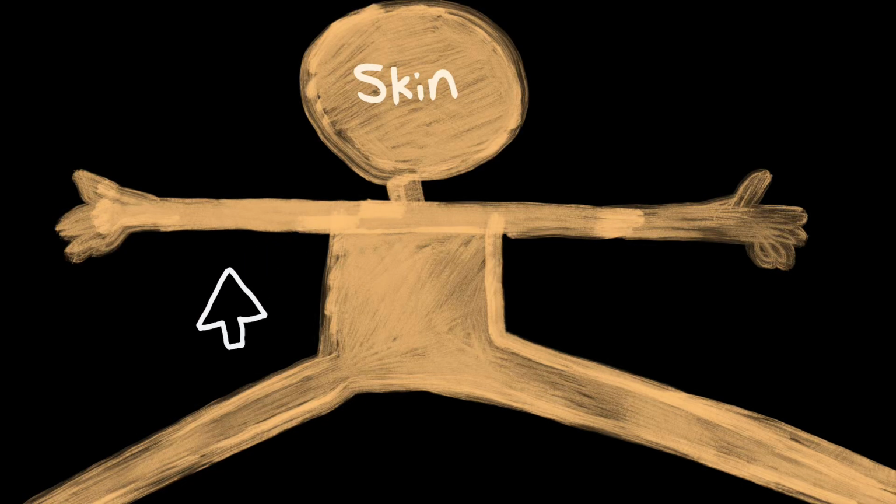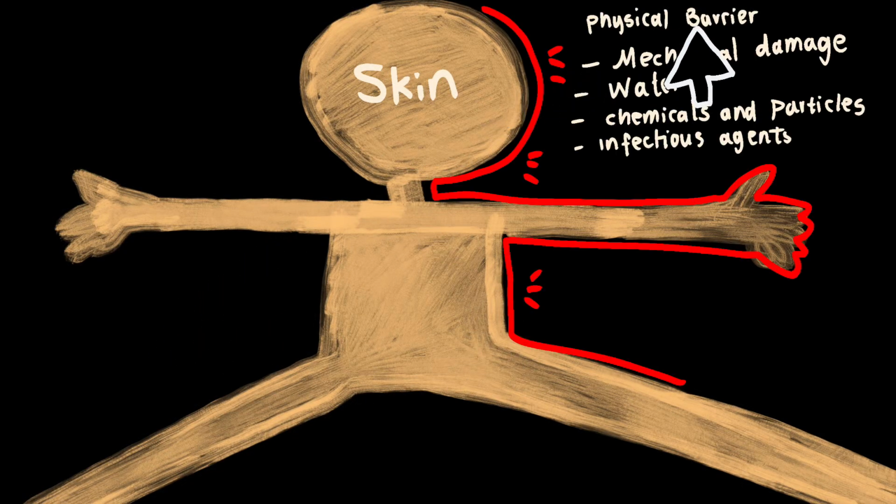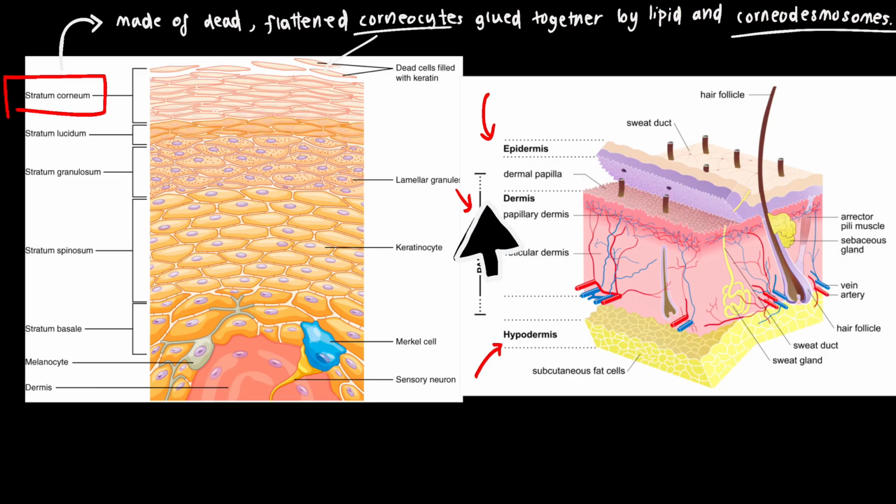The skin is the biggest organ of the body, and one of its main functions is to act as a physical barrier, specifically to protect against mechanical damage, water loss, chemicals and particles, and infectious agents. The skin consists of 3 layers: the epidermis, dermis, and the hypodermis.